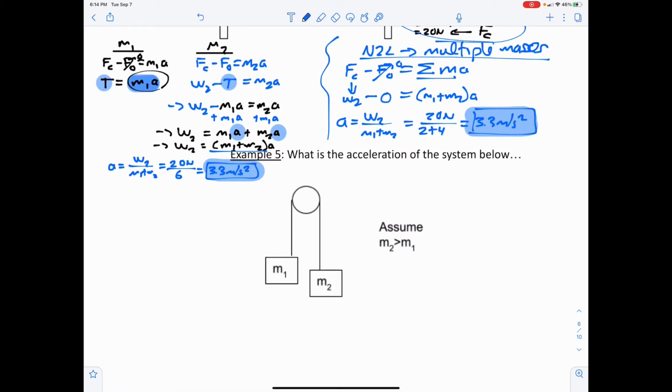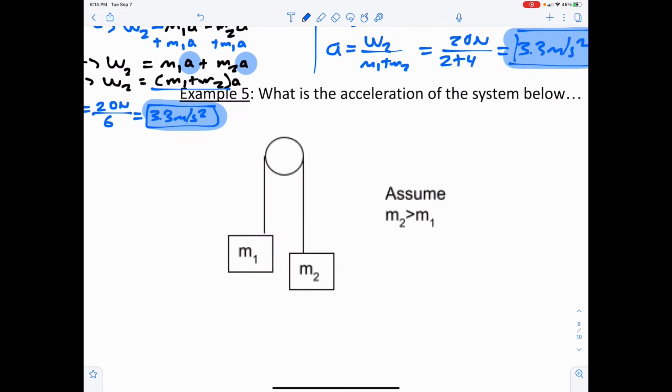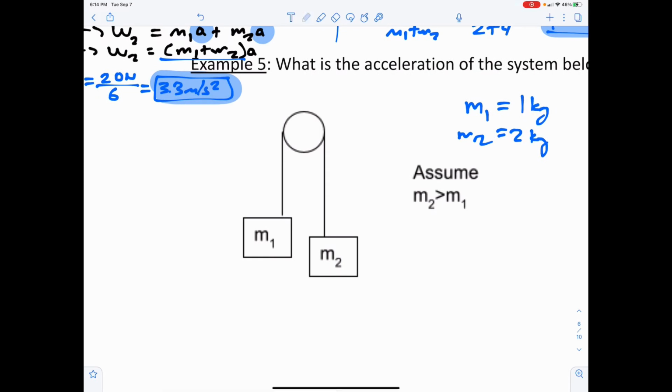Example 5. What is the acceleration of the system below? Now, it's left in variable form, but let's go ahead and make this concrete. Let's say mass 1 is 1 kilogram and mass 2 is 2 kilograms. Okay. Now, the first thing we have to do is label our forces. This would be weight 1 equals m1g and tension going up. This one would be weight 2 equals m2g, and this would also be tension going up.